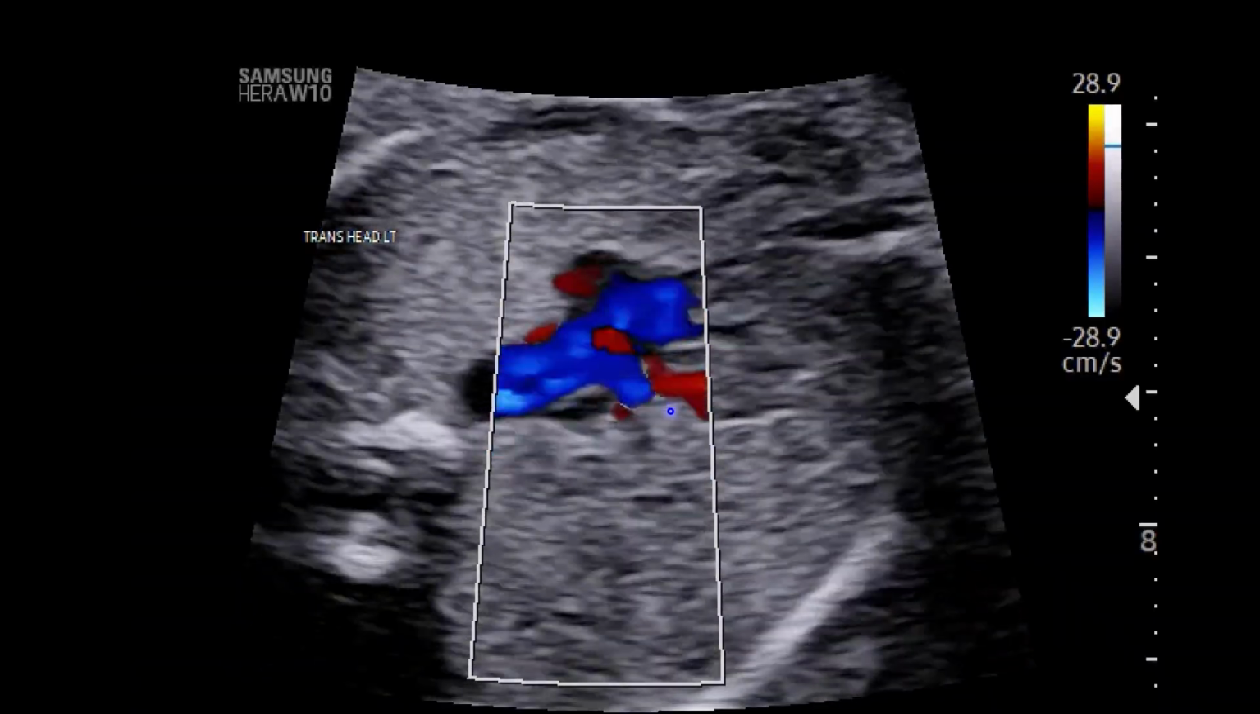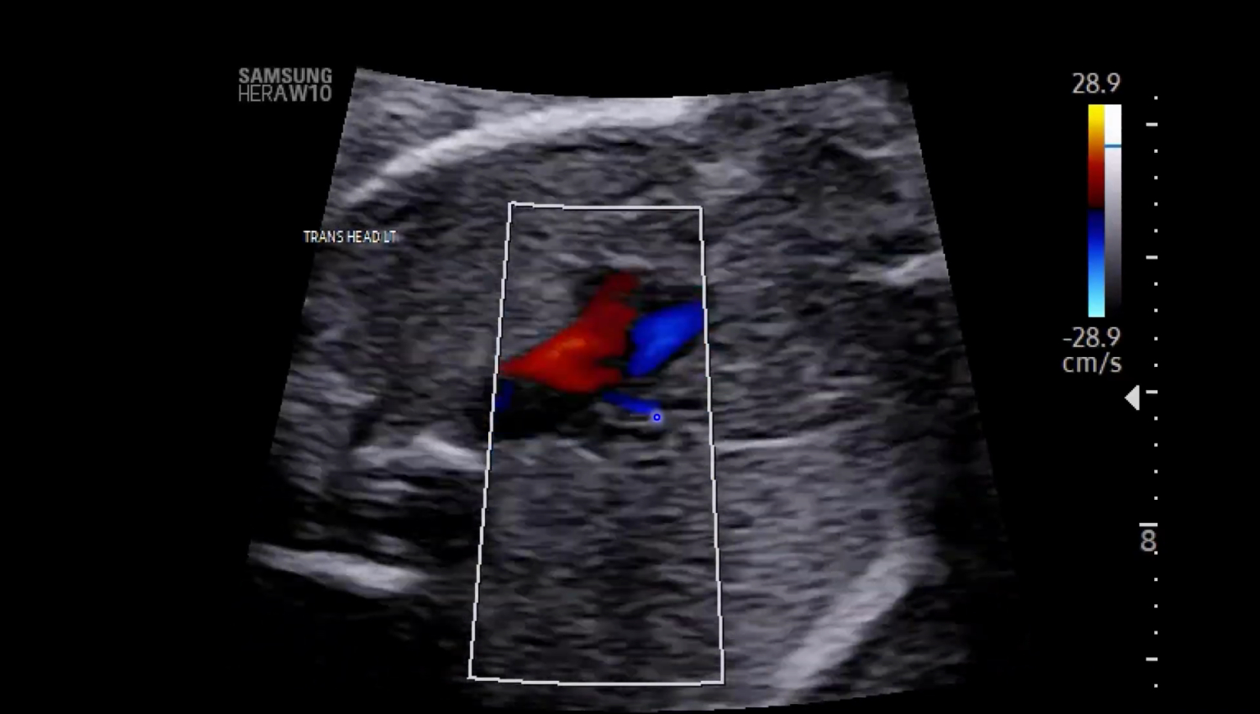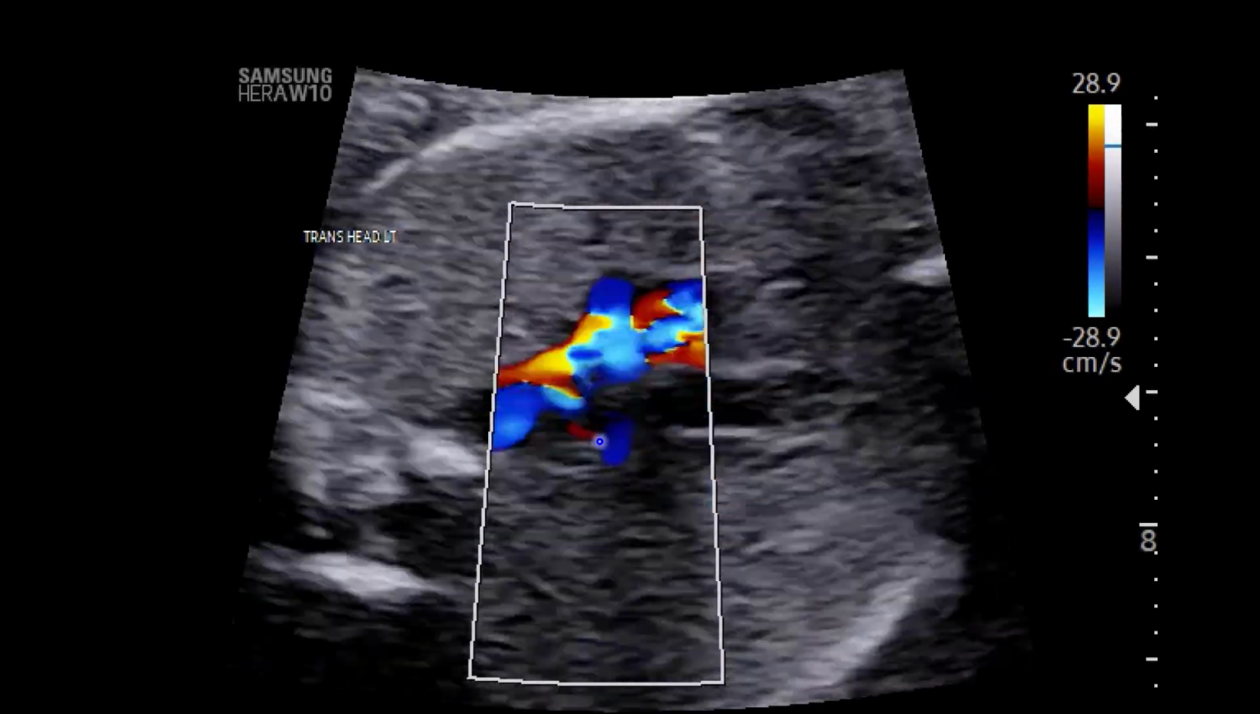Better look at that. Here you can see that continuous flow signal right there in that ductus arteriosus that inserts near the base of the LPA there. That's the LPA at the end of that sweep.